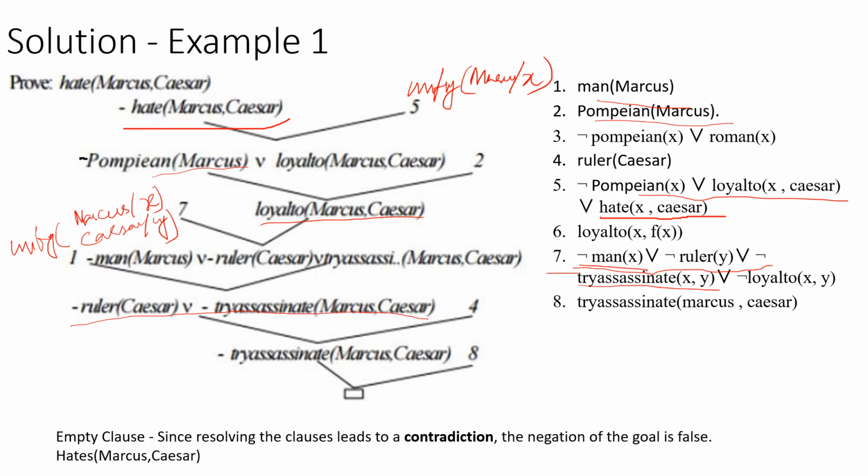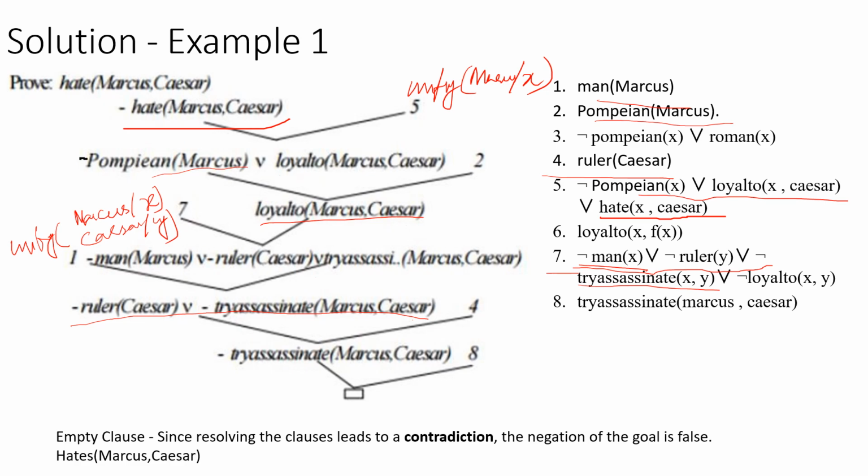Again, we will check with any of the clauses if there is any matching. So here in the fourth one, we have ruler Caesar. When we are comparing these two, here you can see it is not ruler Caesar and ruler Caesar, both are complementary clauses, so they will cancel. So we have not try to assassinate Marcus, Caesar.